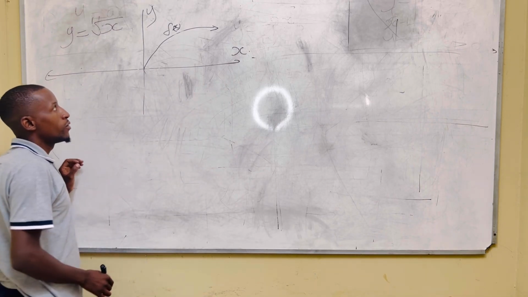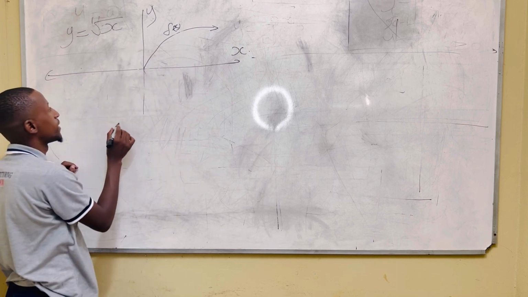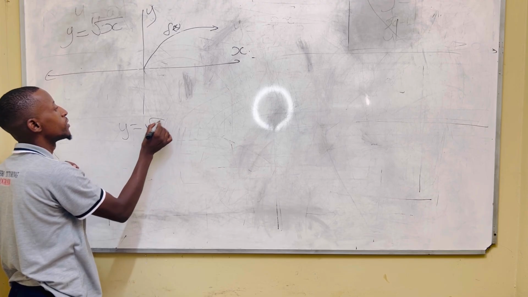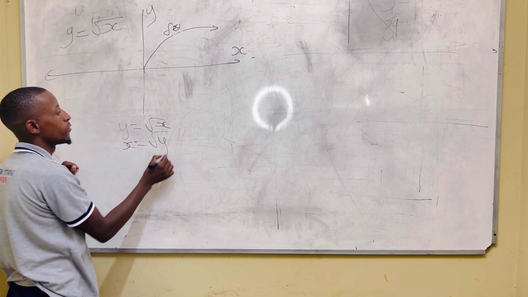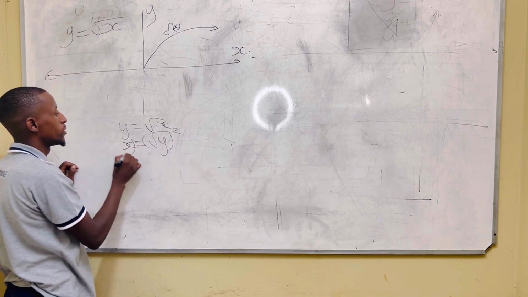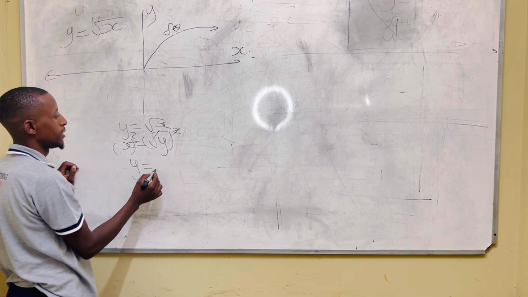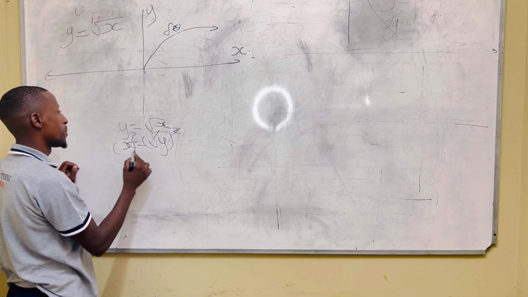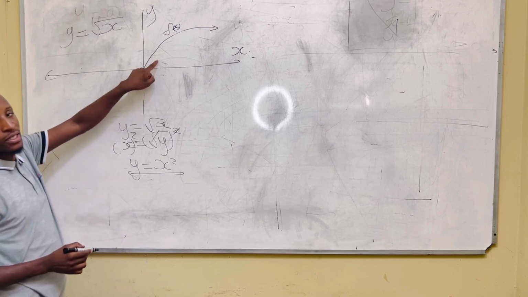Now we want the inverse of this one, the equation of the inverse. Remember, when you are looking for the equation of the inverse, interchange x and y: x equals the root of y. You square both sides, the square cancels the root, and you're going to have y equals x squared. This will be the inverse of this graph.